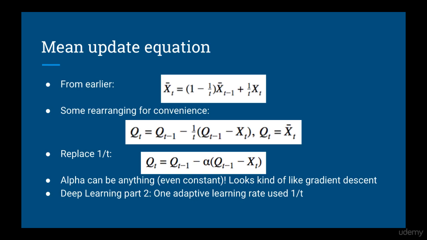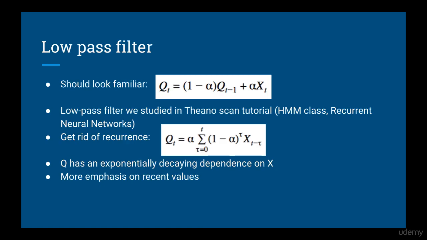If you recall from Deep Learning Part 2, a 1 over t learning rate was only one of the adaptive learning rate techniques we studied. But learning rates can be anything. What if we set alpha to a constant? This equation should look familiar too.